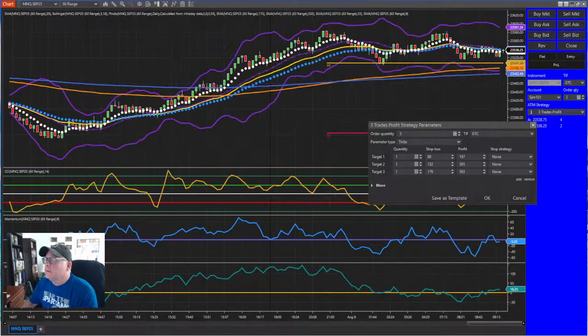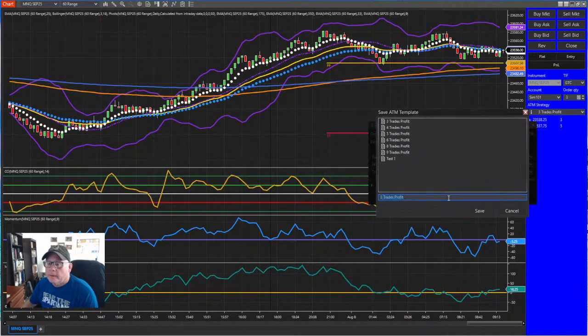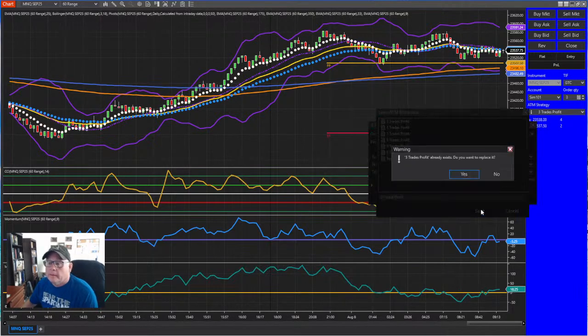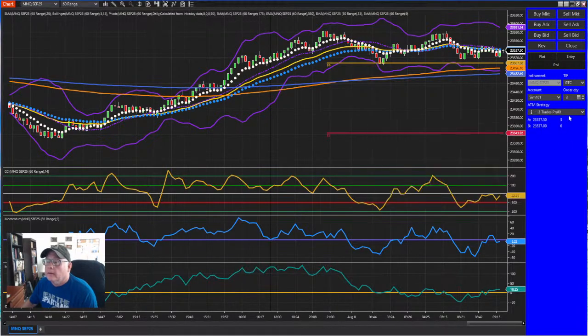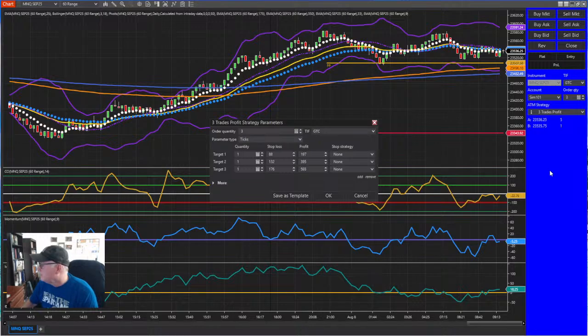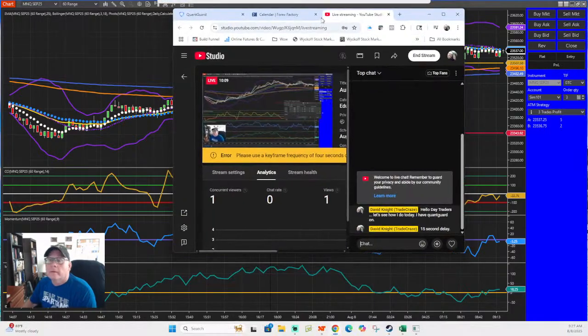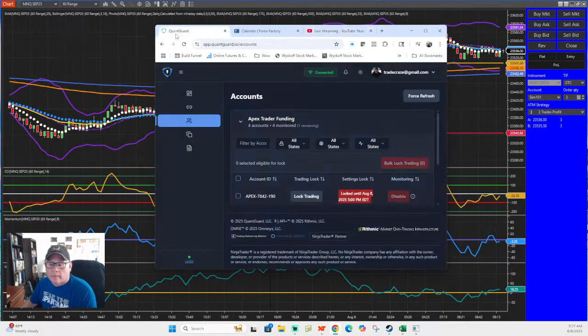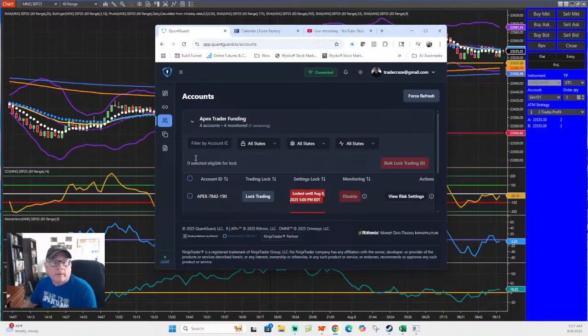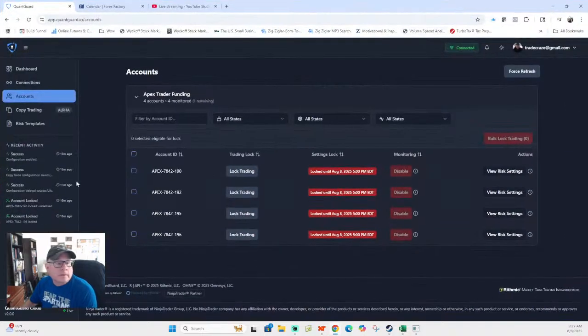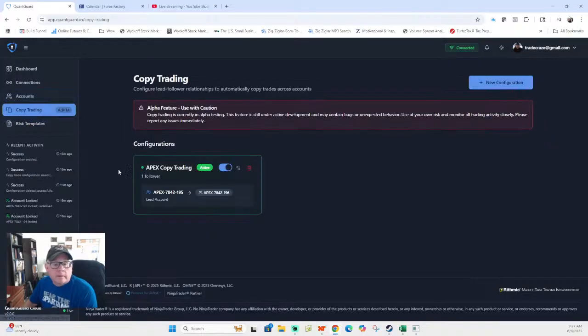Alright, so let's pull the spreadsheet off to the side and minimize it. The dailies are not really helping you right now. Let's save this template. Okay, double check. That's right. Let's bring QuantGuard over. So what have I got active?